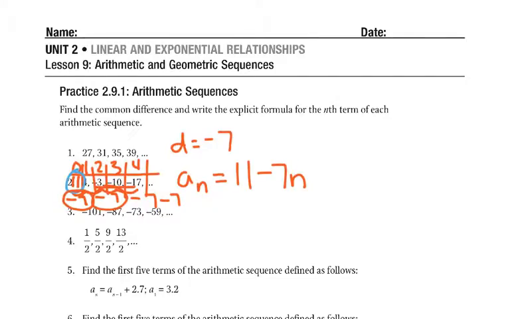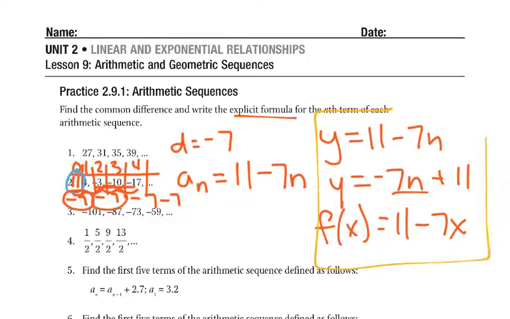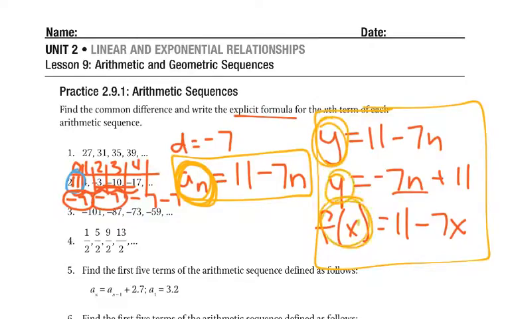Now once again, this explicit formula, we could rewrite it y equals 11 minus 7n, or y equals negative 7n plus 11. We could do f of x even, and go 11 minus 7x. We'll use these versions more often later on. So for right now, it's alright if we just stick with this one. Just realize this a sub n stands for the output, just like y does, just like f of x does. n is our input, a sub n is our output, and this formula connects them. That's what explicit does.